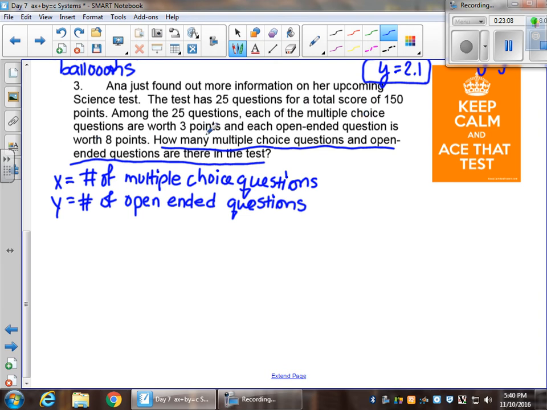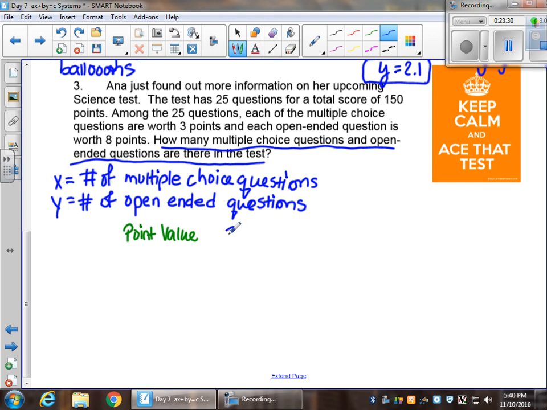Those are worth 3 points. Open-ended is worth 8 points. So this sticks out to me. I've got knowledge about points. So one of my equations is going to be about point value. So for point value, let's go look again. Multiple choice, those are worth 3 points.